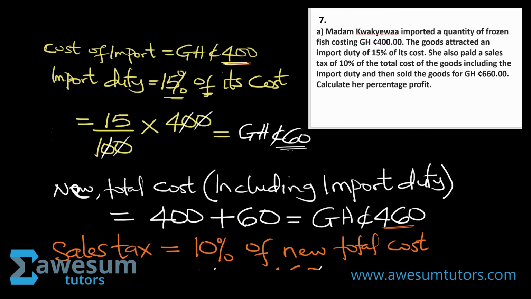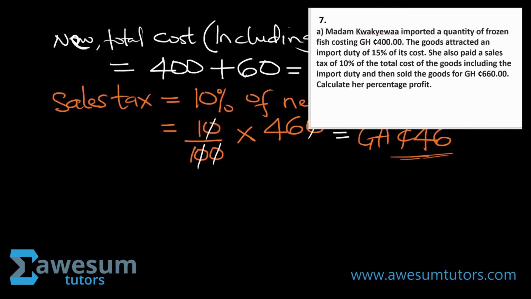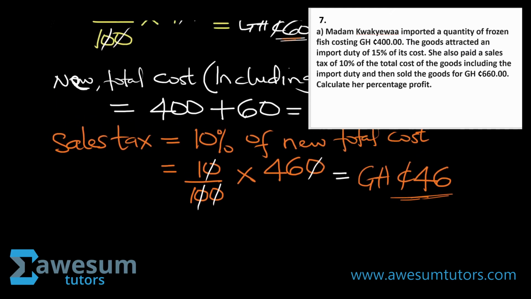She paid an import duty of 60, which was 15% of the 400, and then we got 460, which was 400 plus 60, the new total cost. But then we were told that she paid a sales tax of 10% of the new total cost, and the new total cost is 460. So that means the sales tax is 46.